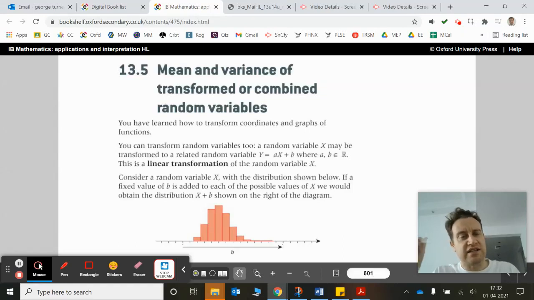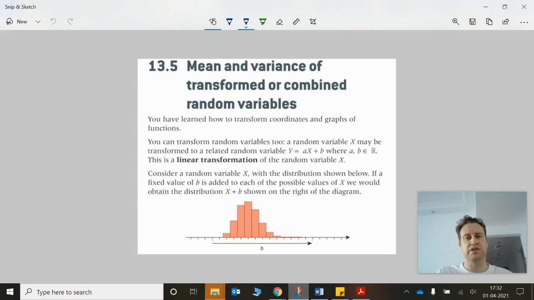Hi there. So this is 13E and 13F, and this builds up to the central limit theorem, which also turns up in Unit 14 as well. It starts off by talking about the mean and variance of transformed or combined variables. And you might skip over this and just think, yeah, transformed or combined. They mean one and the same, right? But it's really important that you know the difference between transformed and combined variables.